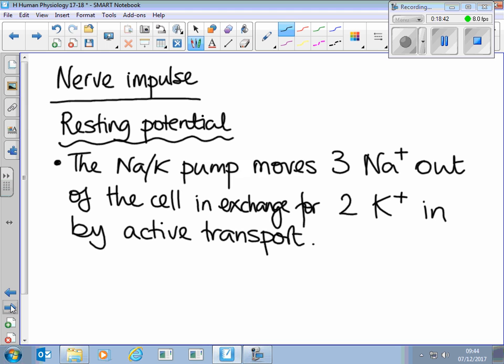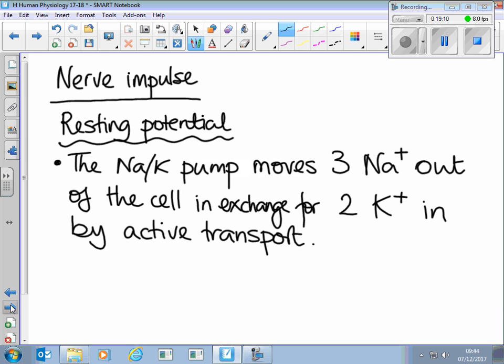Now that sets up a difference, a concentration difference for both those ions and an electrical difference. So we're setting up gradients between the inside and the outside that would actually favour them going back the other way, wouldn't they? If you pump sodium out and there's a lot of sodium outside, it'll want to get back in. And if you pump potassium in, you get a lot inside, but it'll want to get back out. That's what we're going to have to look at next.